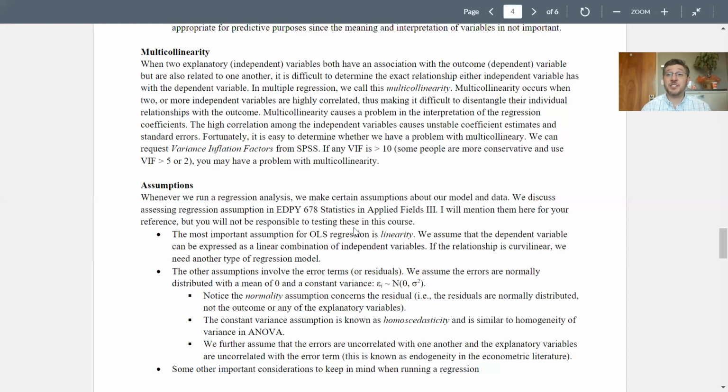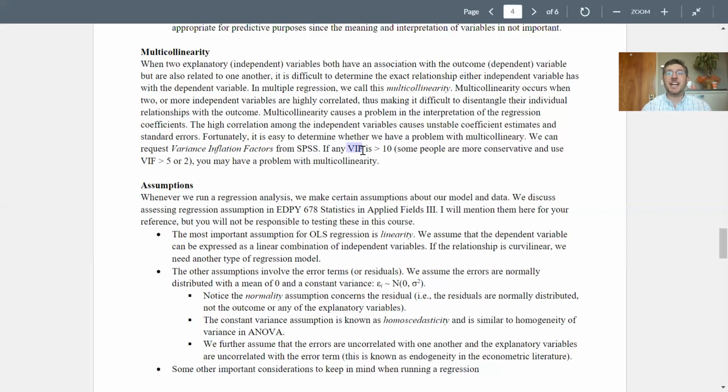Luckily, SPSS reports an easy-to-use statistic for this. There are the variance inflation factors, which you'll see labeled VIF in the output when you ask for collinearity diagnostics. Basically, the variance inflation factor takes each independent variable, regresses all of the other independent variables on it, and takes the R squared from that model. Then we subtract it from 1 and take the inverse of it, and that's the formula for the VIF.